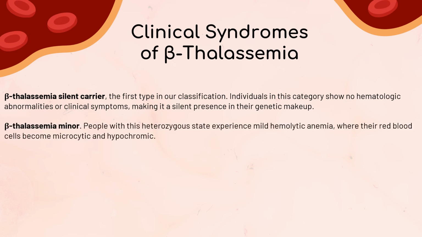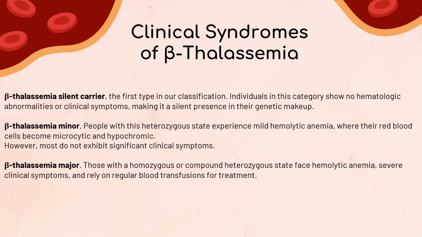Next, we have beta-thalassemia minor. People with this heterozygous state experience mild hemolytic anemia, where their red blood cells, RBCs, become microcytic and hypochromic. However, most do not exhibit significant clinical symptoms.